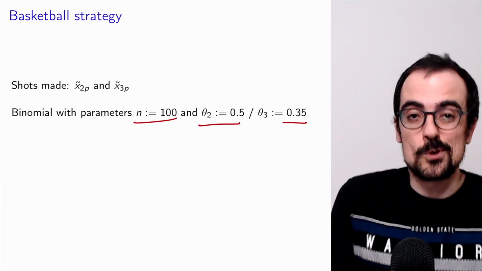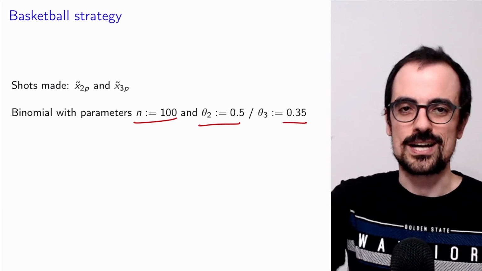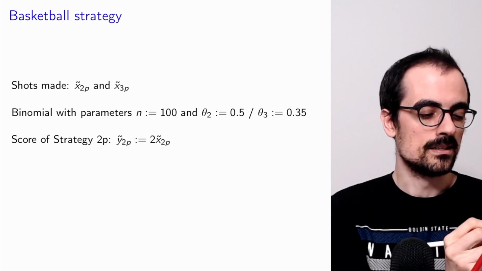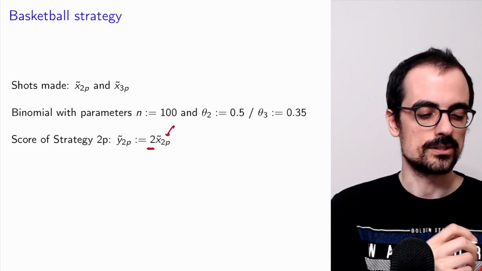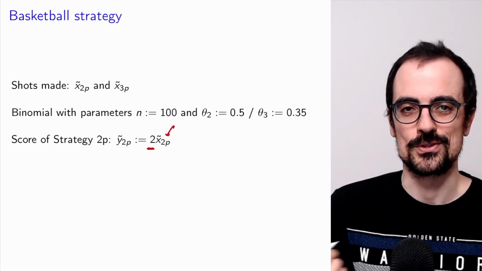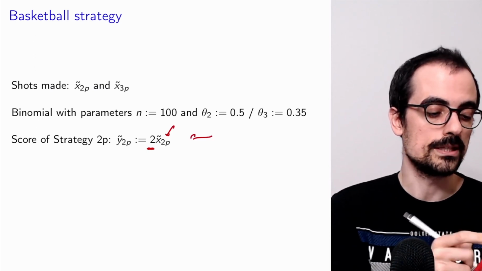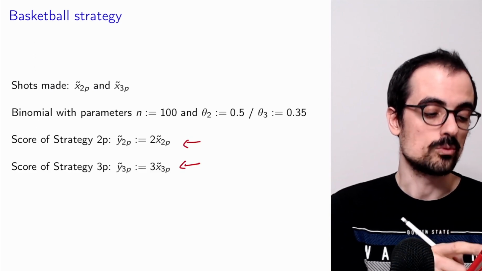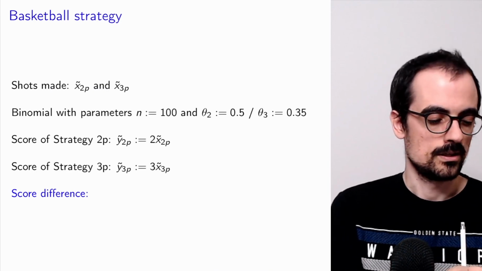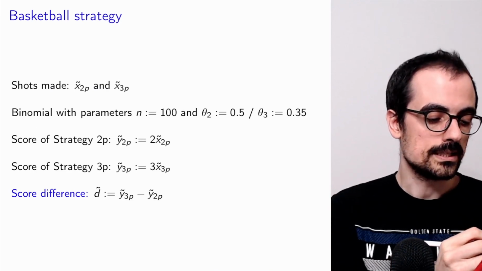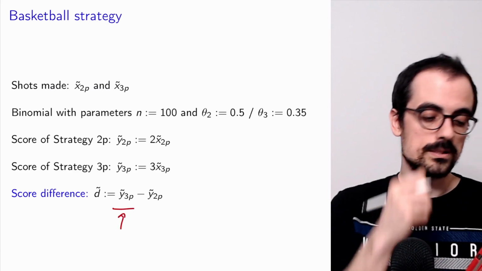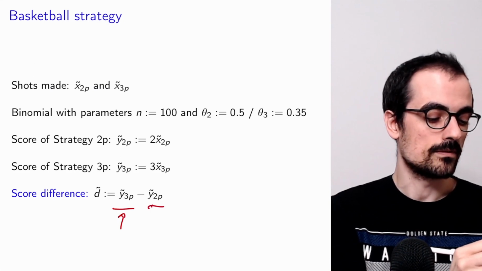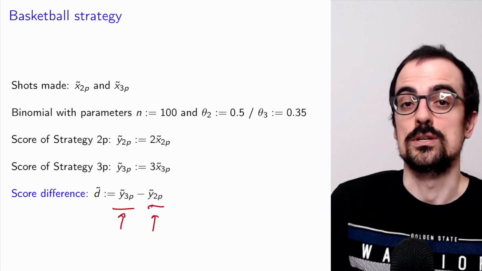We're actually interested in the points, right? In basketball, what matters are the points, not how many shots you make. So for the points, we're going to multiply the shots made for each of the strategies times the value of those shots: 2 when we shoot 2-pointers and 3 when we shoot 3-pointers. And what we're interested in is the score difference. Okay, who is going to win? What is the difference between the number of points scored by the 3-pointer strategy minus the number of points scored by the 2-pointer strategy?